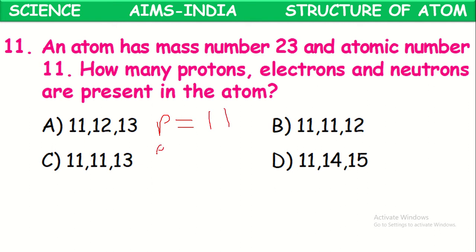And the number of electrons will also be equal to the number of protons in the neutral atom. And for neutrons, mass number minus atomic number, 23 minus 11, we get 12. So 11, 11, 12. Where is it? In this order they are asking, so it should be this.